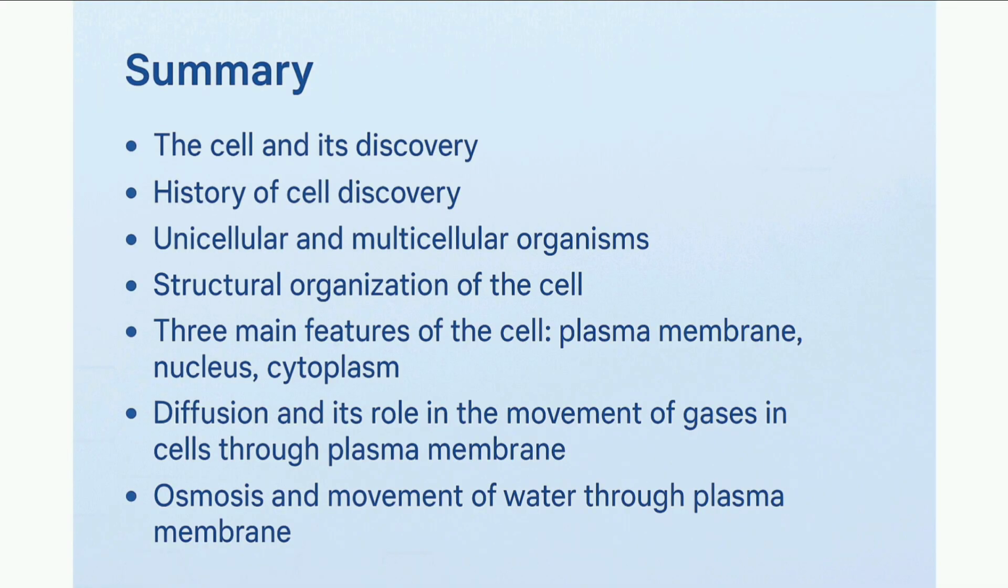Now it's time for the summary. Here is a quick summary of what we have discussed in this topic: the cell and its discovery, history of cell discovery, unicellular and multicellular organisms, structural organization of the cell, the three main features of the cell, plasma membrane, nucleus and cytoplasm, diffusion and its role in the movement of gases in the cell through the plasma membrane, and osmosis and movement of water through the plasma membrane. I hope the concept is now clear to you.